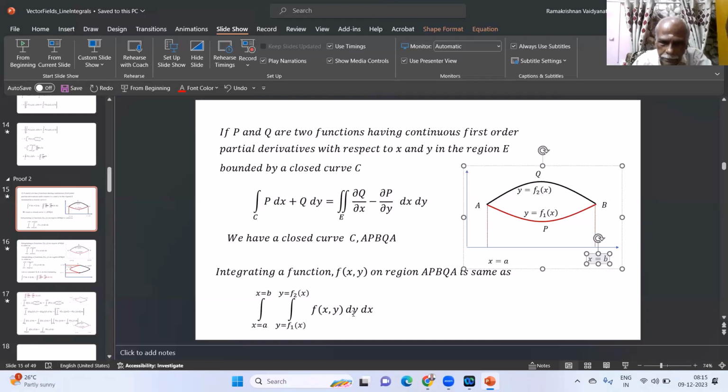First integral with respect to y. Y is varying from f1(x) to f2(x). So this f(x,y) has got two different functions, one from a to b and another from b to a. Is it clear? Okay.